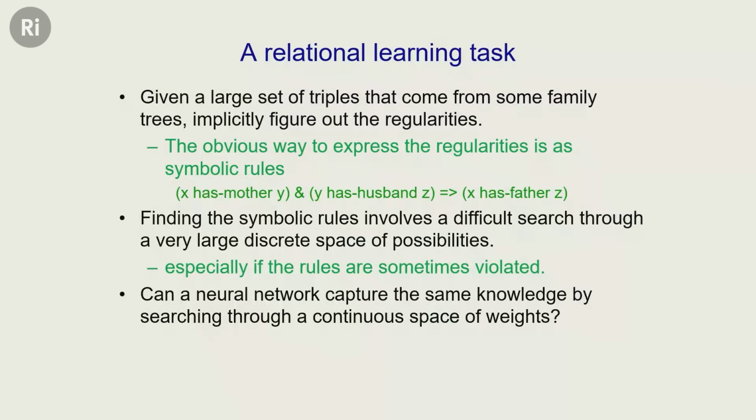Okay, so you can represent the knowledge as strings of words. Now, you can think of a relational learning task as: I give you the beginning of a string of words and you give me the last word. If you were doing this with symbolic AI, you'd say, well, we have regularities in this domain of the form: if X has mother Y and Y has husband Z, then X has father Z. That would be the symbolic way to do it.